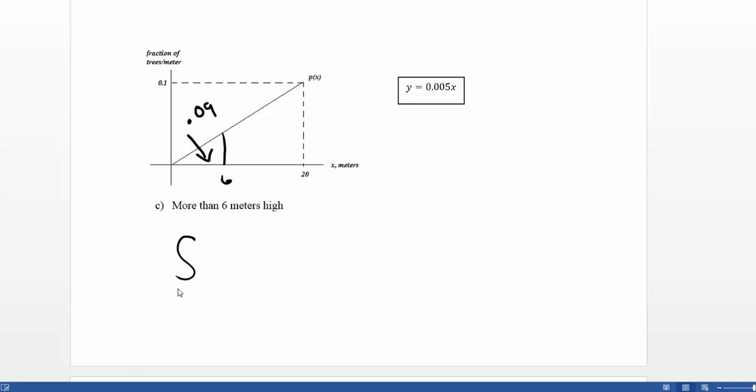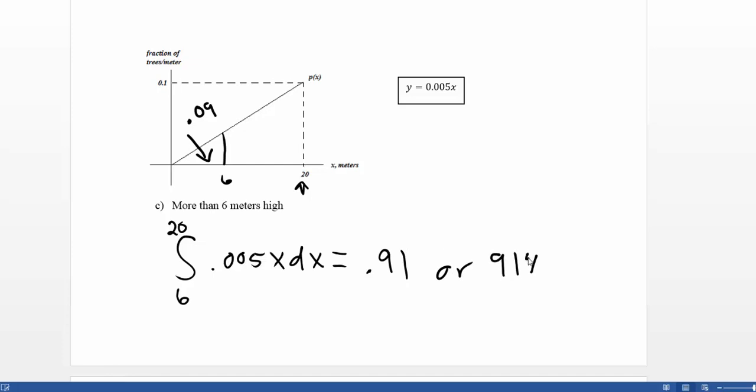So our integral here, more than 6 meters, would go from 6 to 20, because remember, our domain was 0 to 20 here. That's how we calculated this original part where the area was 1. So 6 to 20 of our density function, 0.005x dx. When you plug that into your calculator or you do it out by hand, you get 0.91 or 91%. Now, you'll notice that more than 6 meters is a trapezoid. So you could certainly figure out the area using geometry.